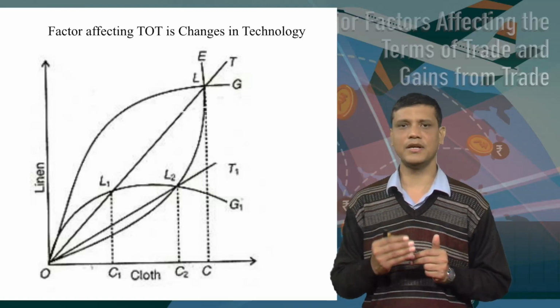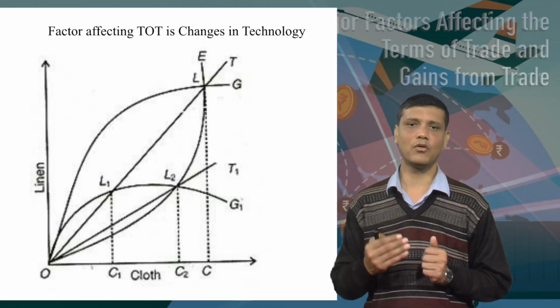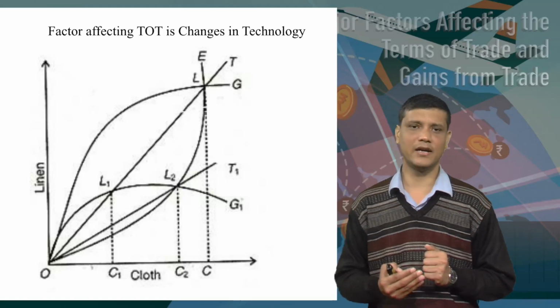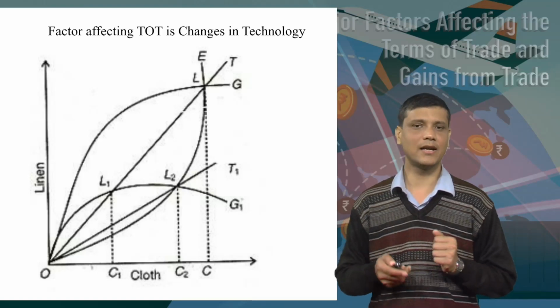At L2, Germany is better off because it exports less linen for more of England's cloth, that is, C2L2 is smaller than OC2. Its terms of trade have improved with technological change. The next factor affecting terms of trade is taste of the people. Change in the taste of the people of a country also influences its terms of trade with another country. Suppose England's taste shifts from Germany's linen to its own cloth.